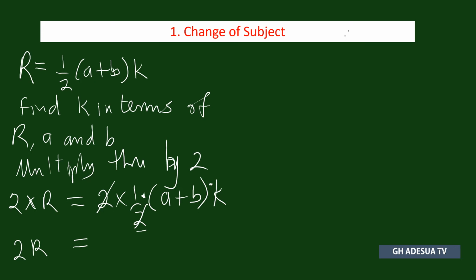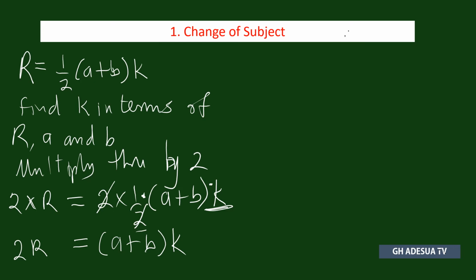So we left it 1 times the bracket, but I know 1 would bring no effect, so we write into bracket A plus B bracket closed K. Now some of you may be tempted to leave the bracket out. No, in this instance the bracket will still stay because it is multiplying the K. Until you multiply through by the K, the bracket can't be opened.